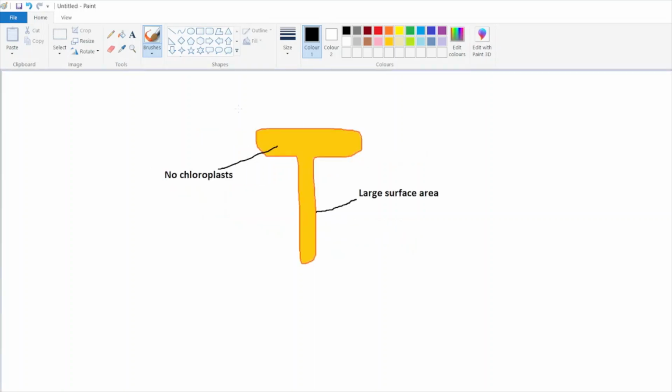So here we have a root hair cell on a plant. They're on the root, and their job is to absorb water and mineral ions. They have a large surface area, as we'll look at later. This means that they can absorb a greater volume of water and mineral ions, and they also have no chloroplasts because they're underground.